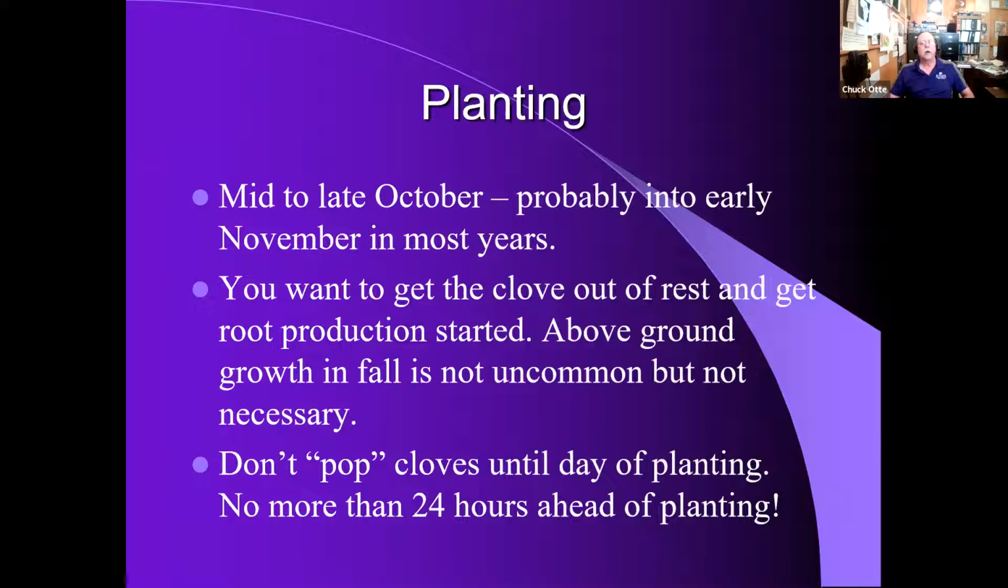Mid to late October, most years in most of Kansas, we can probably go into early November. If you wanted to try planting something early in the spring, like in March, I would probably go with a Creole variety, or maybe an Asiatic or a Turban, something that does better under hot conditions. You want to plant it so that the clove moves out of the rest phase and gets some root growth started. You don't need to have above ground growth in the fall.